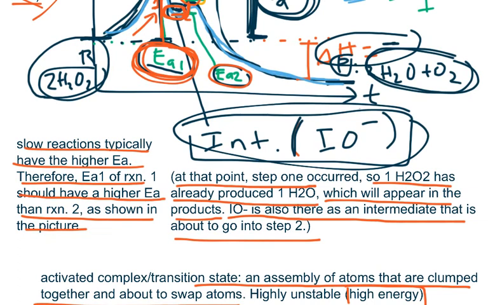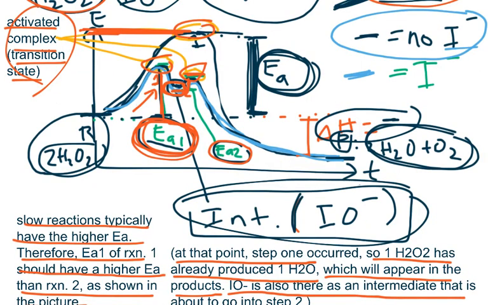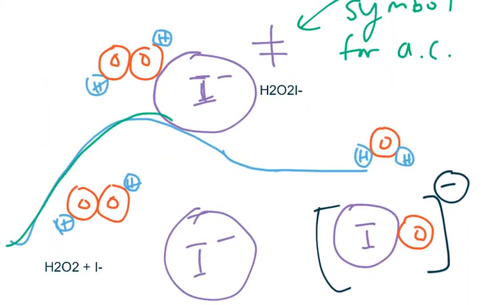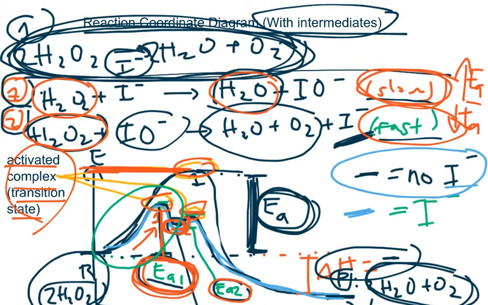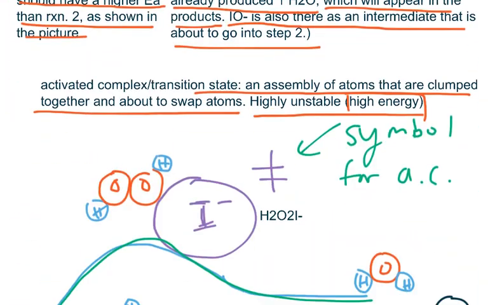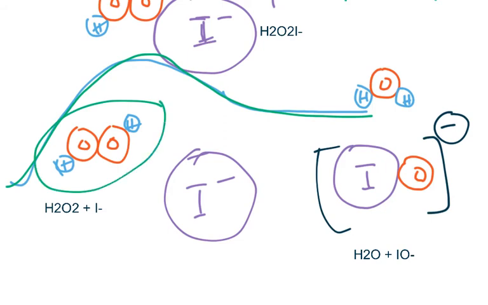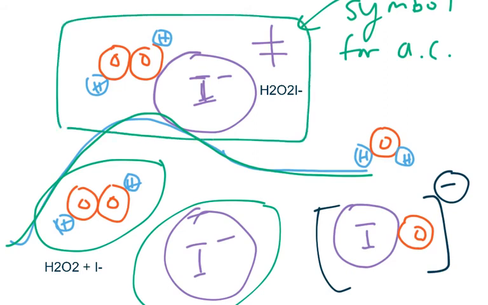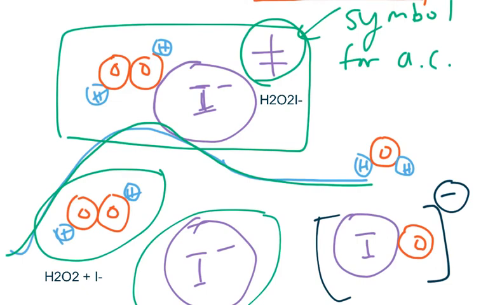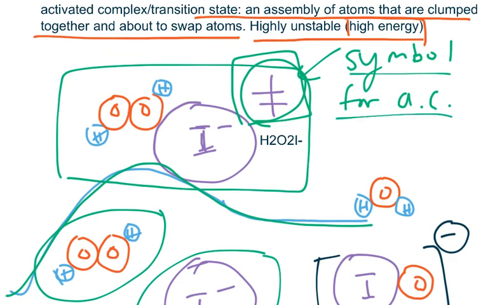So what I did here is that I zoomed in. I circled the place where I zoomed in, and this is the zoomed in place. The first hump shows the first step, and in the first step, H2O2 plus I minus becomes H2O and IO minus. So I drew some pictures. I drew an H2O2 and I minus reacting. When they're reacting, they form an activated complex, which is labeled with this symbol, a double dagger, which is just the symbol for an activated complex.